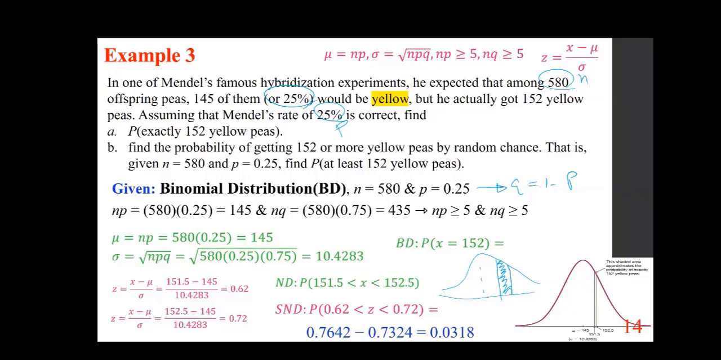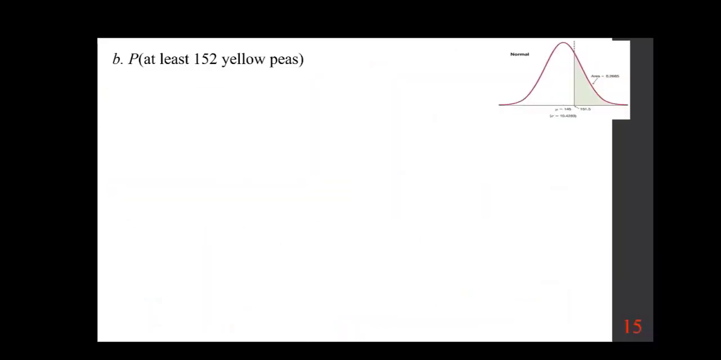Part B, we want to find the probability of getting 152 or more. So at least 152. That means x is larger than or equal to 152 when it comes to a binomial distribution. So here's what's going to happen. We need to add or subtract 0.5. Which one? Are we adding 0.5? In other words, we're going to change this to 152.5. Or are we subtracting? We are changing it to 151.5. Which one and why? You're going to subtract so you can include the 152.